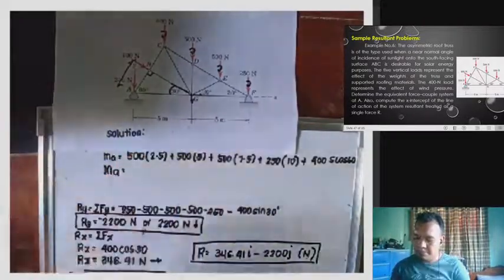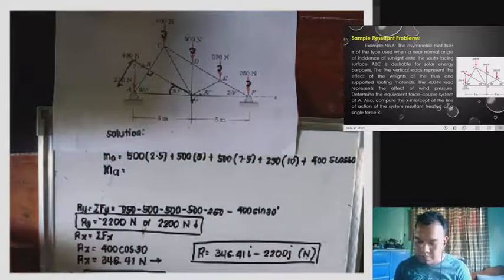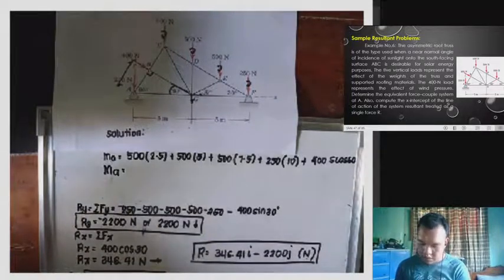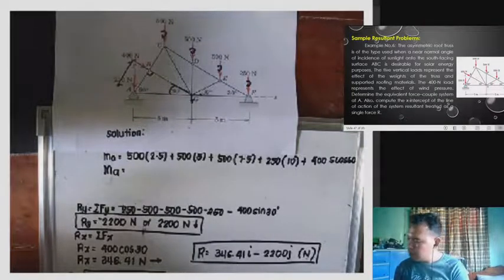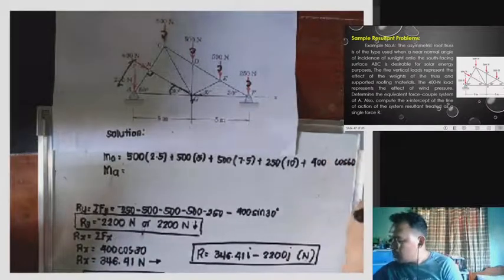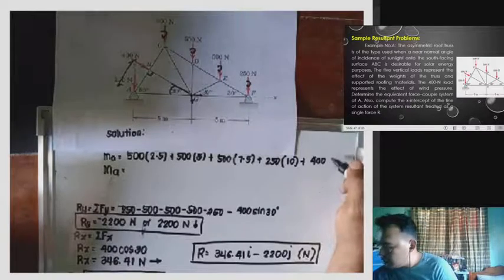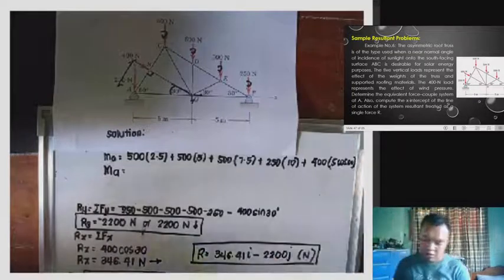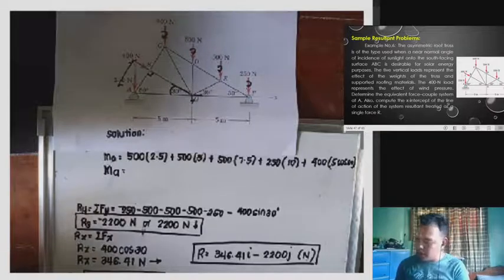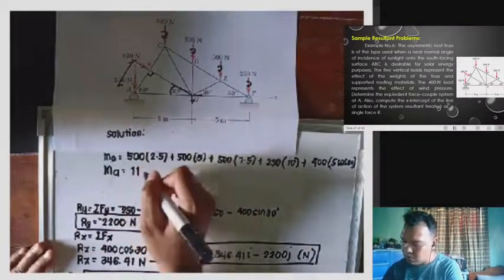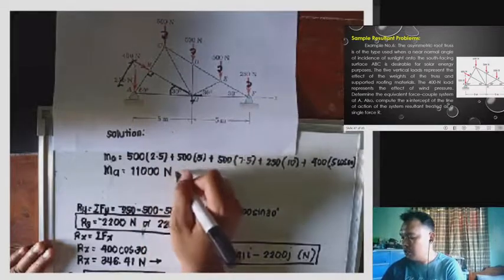MA is equivalent kay 500 times 2.5 plus 500 times 5 plus 500 times 7.5 plus 250 times 10 plus 400 times 5 cosine 60, kasi perpendicular distance pala 5 cosine 60. Okay. So, lalabas we have here moment, which is 11,000 Newton meter.